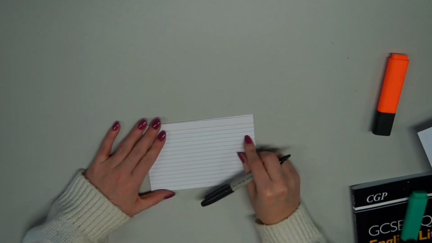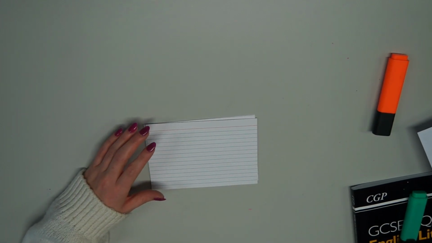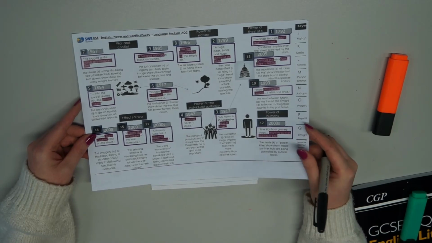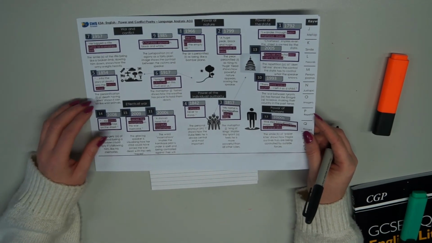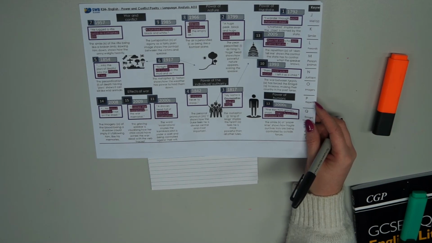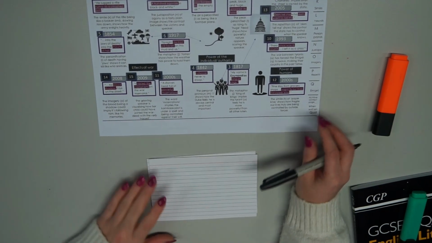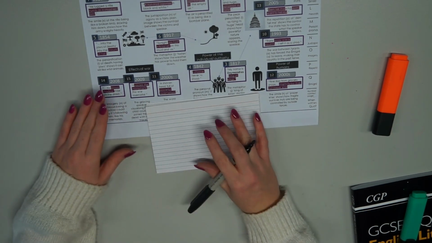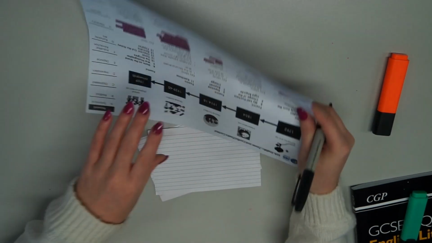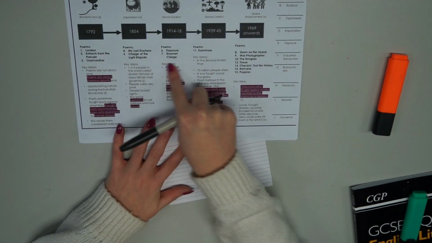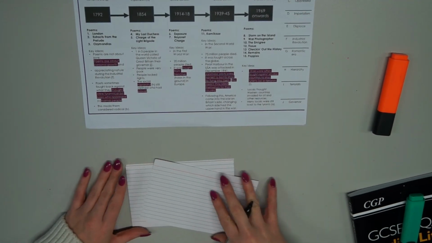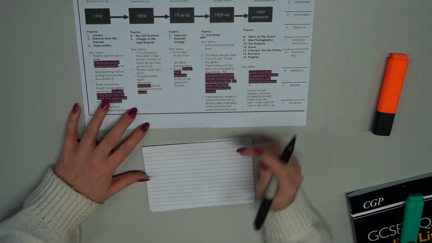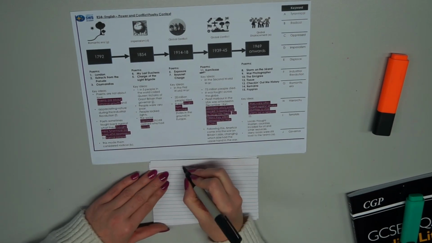Okay, so one more technique that I am going to show you is how you can use flashcards. And again, I'm going to be using one of our knowledge organisers. This is our Power and Conflict knowledge organiser to help us with our revision. So, take a flashcard and we might choose any one of our poems. So if we look here, see all of our poems are numbered. I'm going to choose number 11, which is Kamikaze.